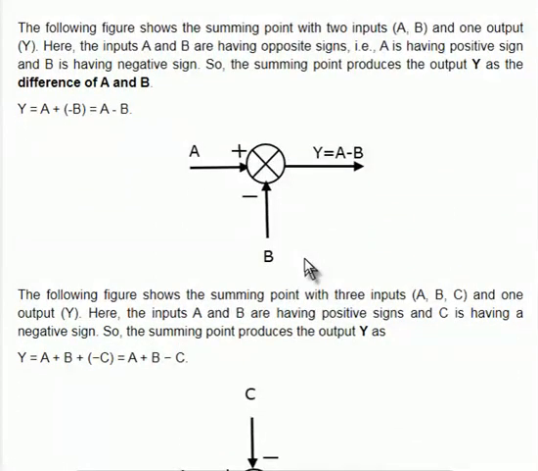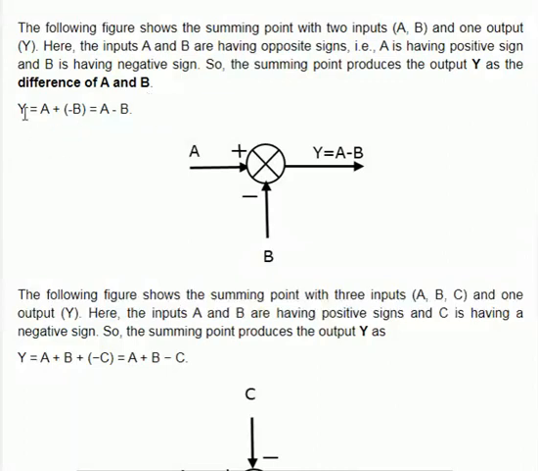The following figure shows the summing point with the two inputs A and B, and one output Y. Here the inputs A and B have opposite signs: plus here, and minus here. So the summing point produces Y as the difference of A and B.